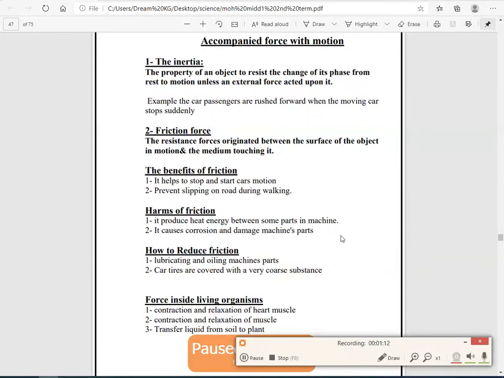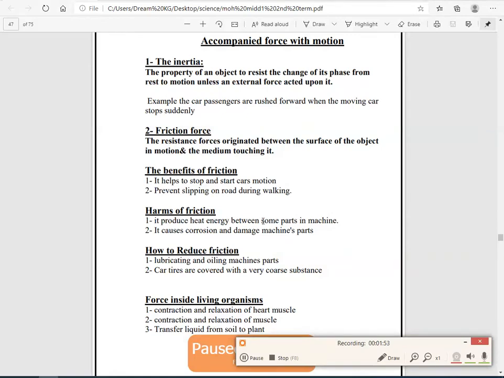Now we will talk about the second type of forces accompanied with motion, which is the friction force. You have to know that the friction force is the resistance force between any two bodies, a body in motion and the medium touching it. The friction force always acts in the opposite direction to the direction of the motion. So when the friction force increases, the speed decreases. So we can say that there is an inverse relation between the friction force and the speed.